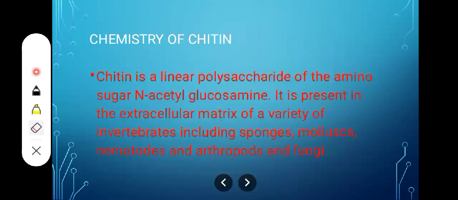So the chemistry of chitin: chitin is a linear polysaccharide of the amino sugar N-acetyl glucosamine. It is present in the extracellular matrix of a variety of invertebrates, including sponges, arthropods, and fungi.